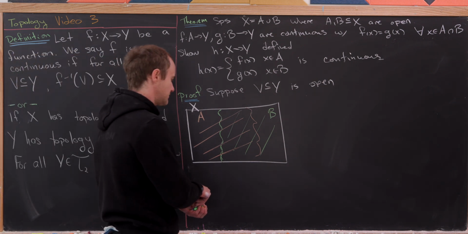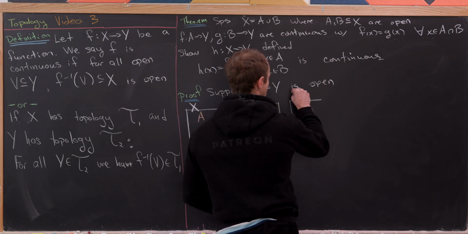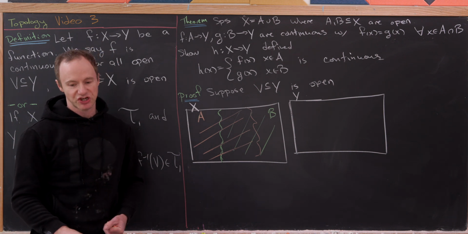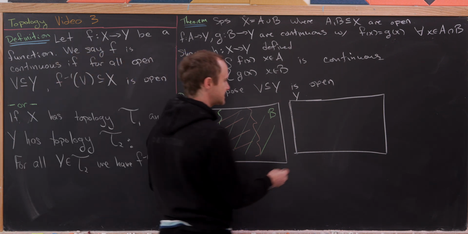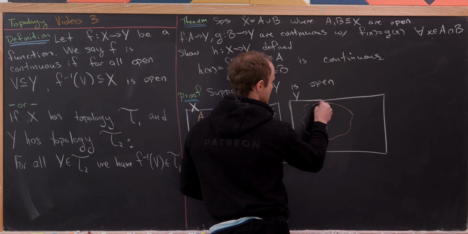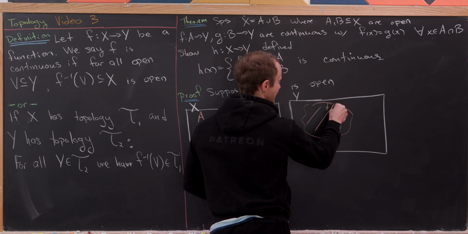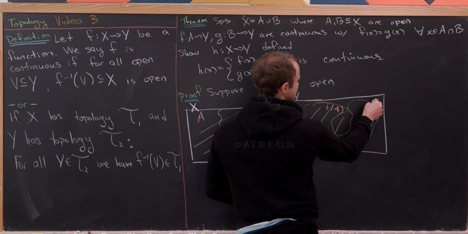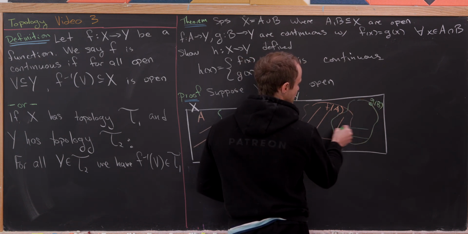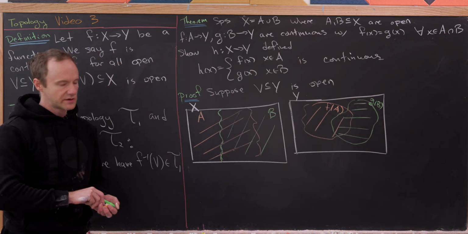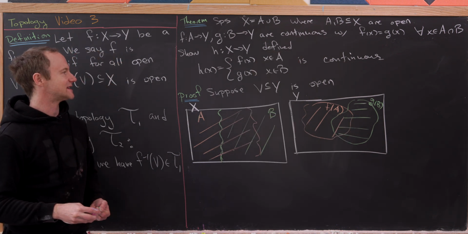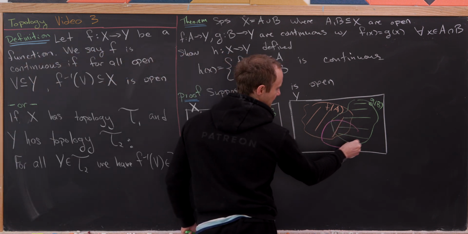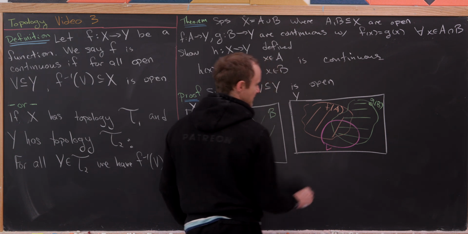And now let's maybe draw a picture of Y as well. Now notice that our function may not be onto, so we may not shade in everything over here. Let's say this little bubble right here is f of A. And then this little bubble over here is g of B. And then notice that we need to take an arbitrary open set inside of Y. So let's say our arbitrary open set looks something like this right here. That's going to be my V.